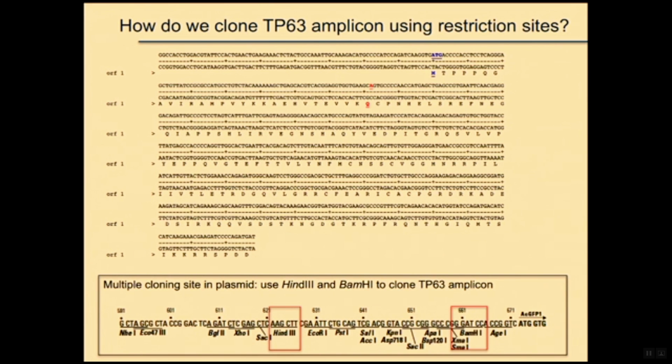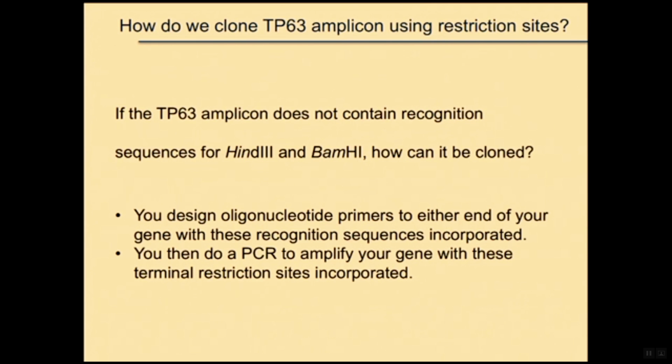Okay, so say this is the multiple cloning site of the plasmid, the same GFP plasmid that we were having a look at. So anyway, a multiple cloning site of a plasmid. We're going to use HindIII and BamHI as our two ends that we want to engineer into the bit of the TP63 gene that we want to amplify. So how do we do it?